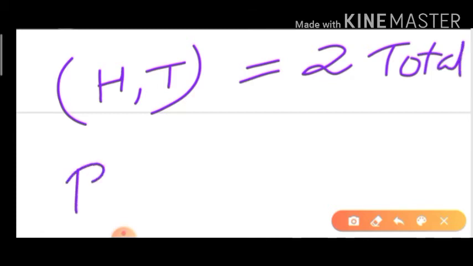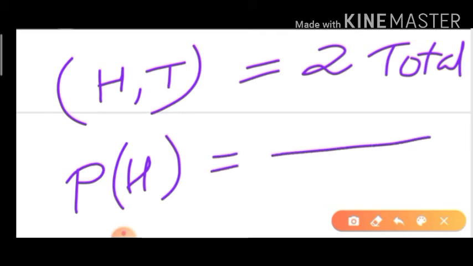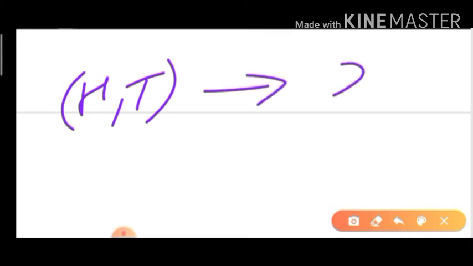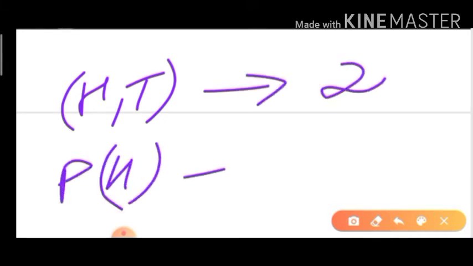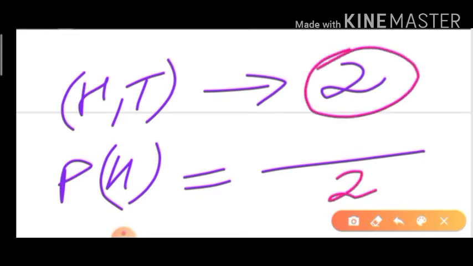Now you need the probability of getting a head. Remember what we need to do: we first say head and tail, and in total we have 2. So what is the probability of getting a head? We write the total number of outcomes below. Remember, probability is always a fraction. It can be converted into a percentage or a decimal, but as a whole it is a fraction.